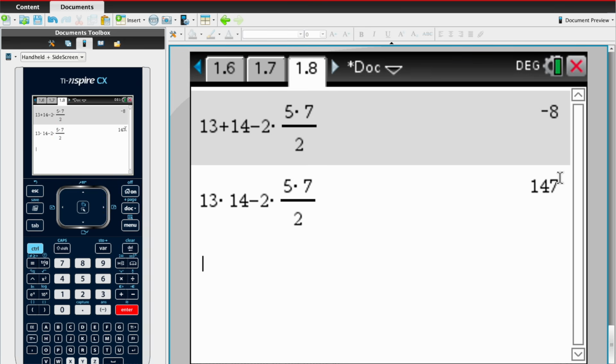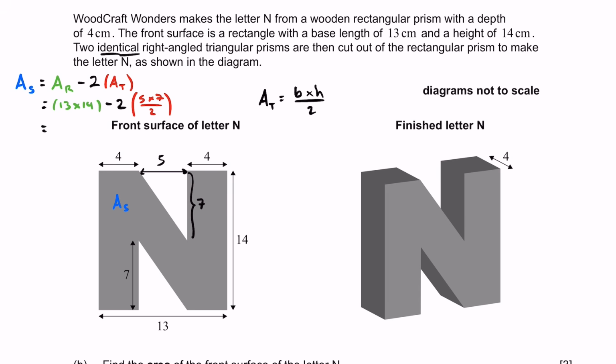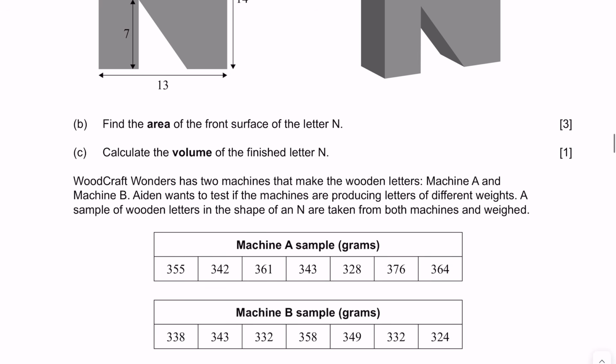Okay, 147 looks better. So going back to the document here, 147. Good. Let's include our units, centimeters squared.